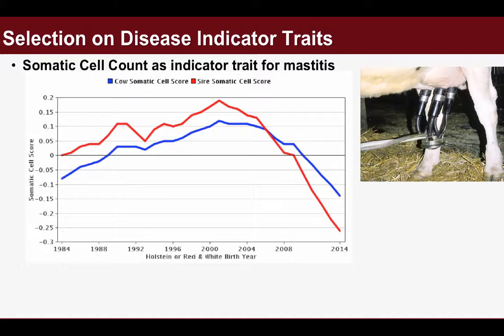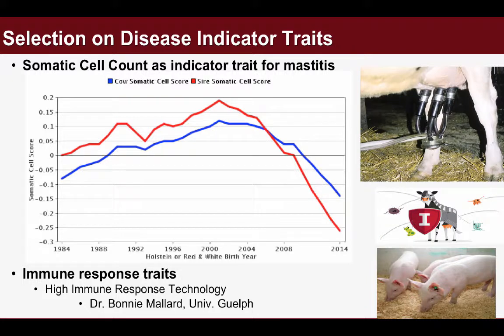Using this data, genetic evaluations for somatic cell count were implemented in the US in 2000, which allowed dairy producers to select bulls with lower somatic cell count, which has resulted in the decline in somatic cell count that you see in this figure, and an associated reduction in the genetic susceptibility of cows to mastitis. Another example in dairy cattle is the high immune response technology that was developed by Dr. Bonnie Mallard from the University of Guelph in Canada. This was developed for dairy cattle, but is now also being investigated by that group for use in pigs.